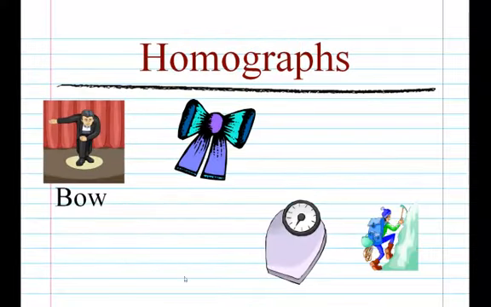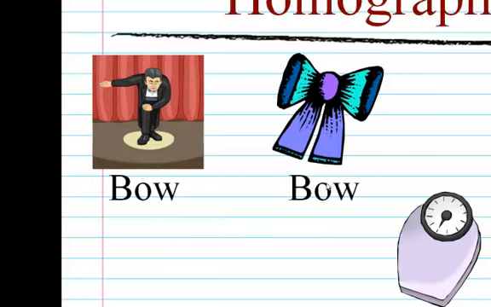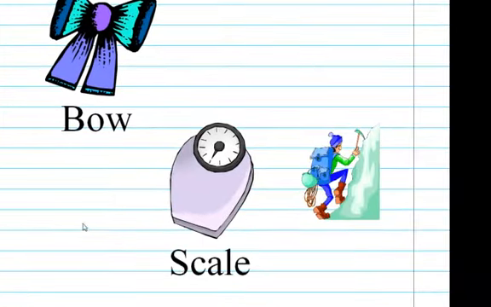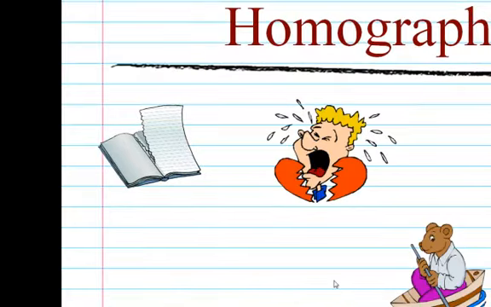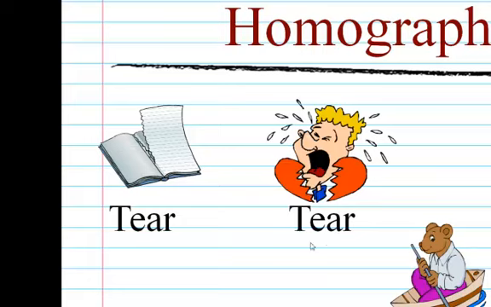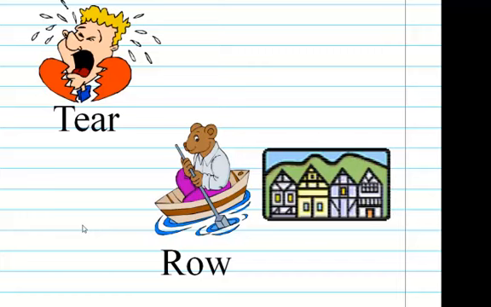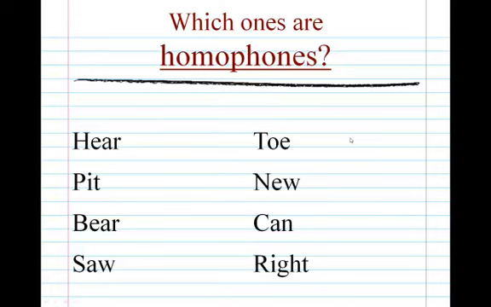Alright, here's some examples. To bow and bow. Same spelling, different ways that you say it, and very different meanings. Scale and scale. Said exactly the same way, exactly the same spelling, but different meanings. To tear the page of a book, or to have tears. These are spelled the same, however, they are said differently and they mean different things. Row and row. To row the boat or a row of houses. Said the same, different meanings. Homographs, same written ways.